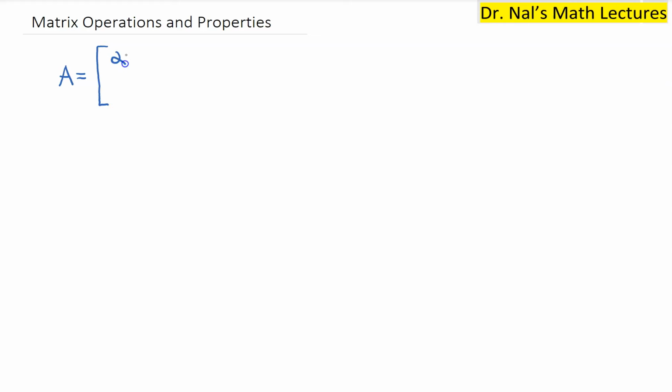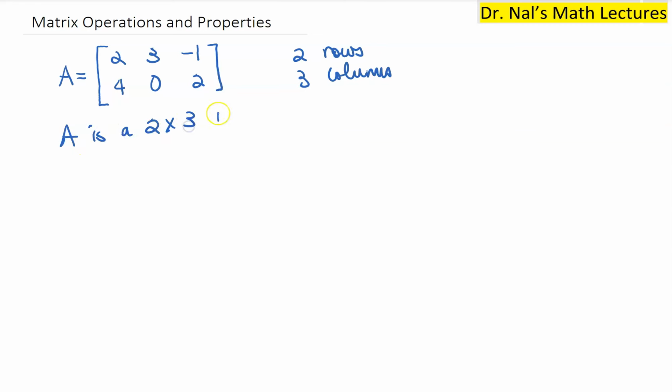So for instance, here's an example of a matrix: 2, 3, -1, 4, 0, 2. So this matrix has 2 rows and 3 columns. And as a result, we would say that A is a 2 by 3 matrix. All right, so this is what we call a 2 by 3 matrix because it has 2 rows and 3 columns in it. We can do quite a lot of stuff with matrices.